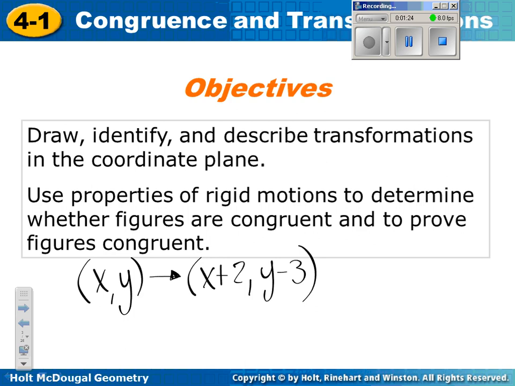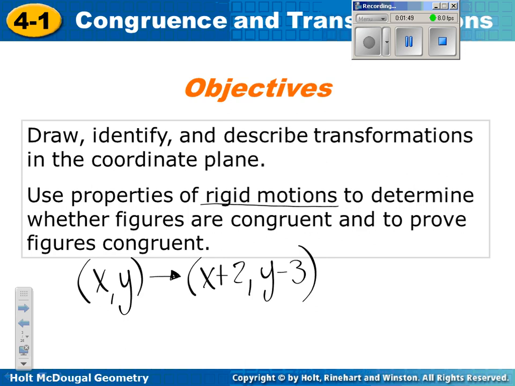All right, so you're going to have to draw them and identify and describe them like you just did in the bell work. Then you're going to have to use what's called properties of rigid motion. Rigid motion means you're not stretching it. You're not making it bigger or smaller. It's rigid in that when you move it, you do not change its size or its shape. So we're going to use the properties of that to decide, can we prove two figures congruent?